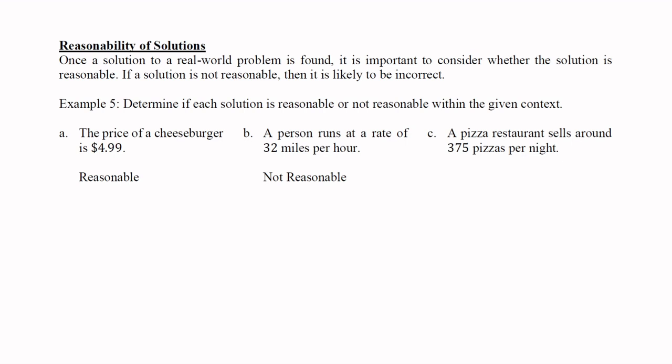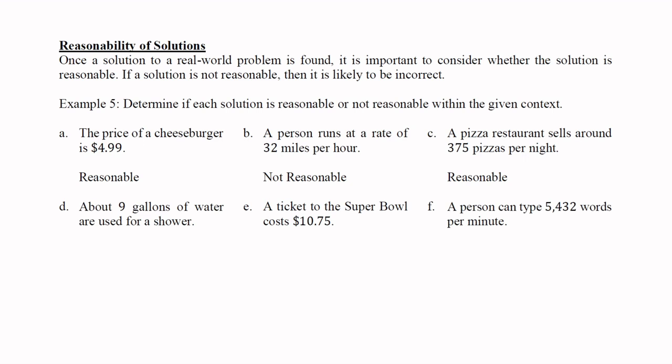For C, a pizza restaurant sells around 375 pizzas per night. Well, that could be reasonable. That's a lot of pizzas, but if you're talking about maybe a chain restaurant, it's possible. All right, 3 more examples here.